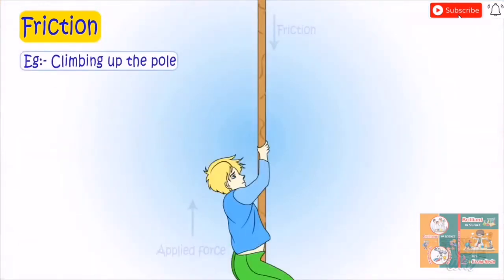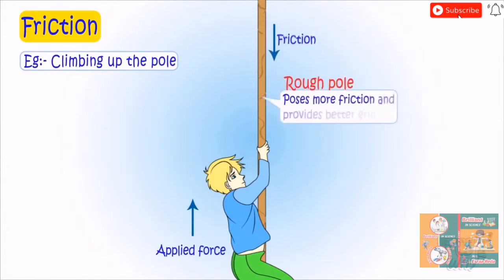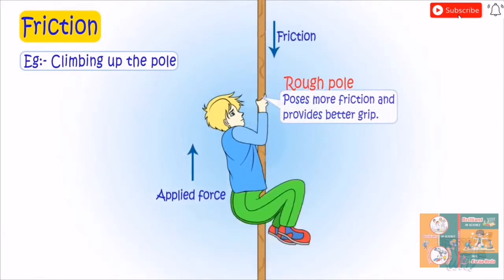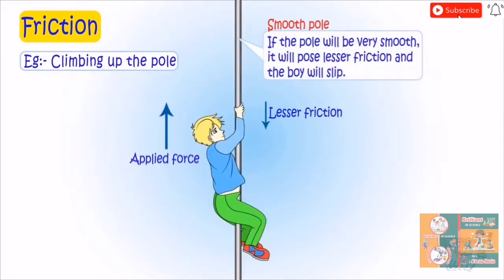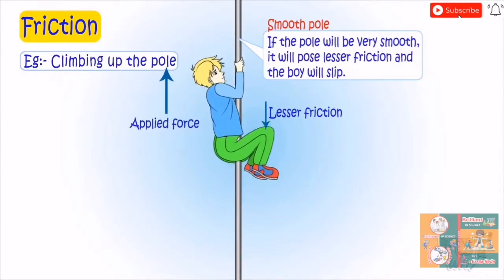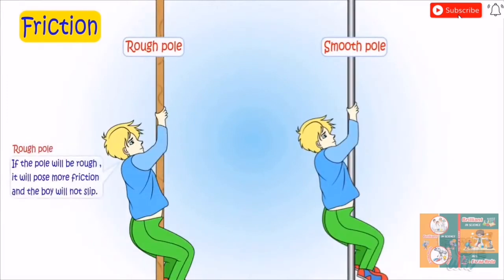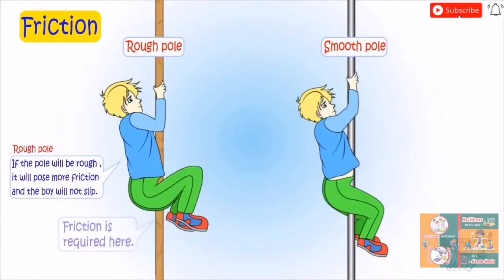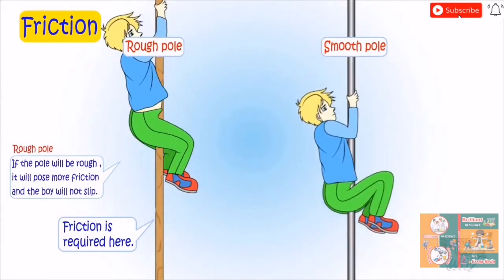Here, the boy wants to climb the pole. So, should the pole be very smooth or rough? We know the smoother the surface, the lesser the friction. If the pole is very smooth, the pole will not pose friction, and the boy will slip. But if the pole is rough, it will pose friction, and the boy will not slip. So the pole should be rough, so that the boy is able to climb the pole easily. So friction is required here. So we saw examples where friction was required.